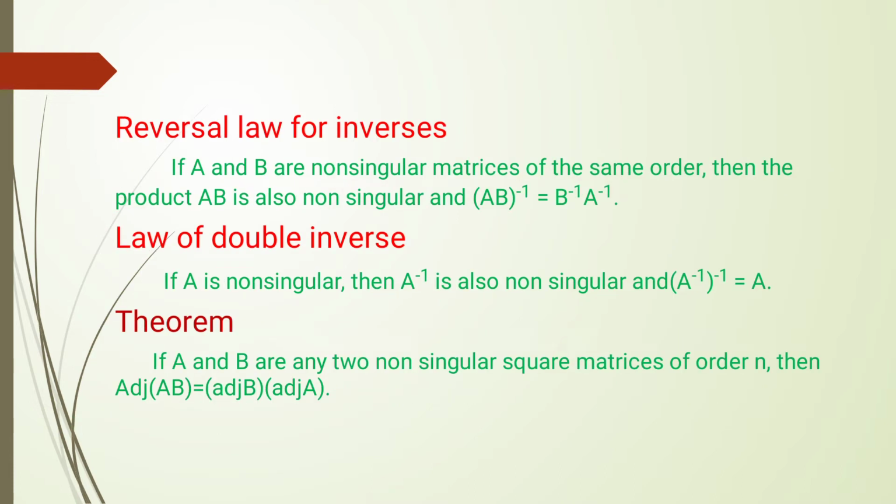Reversal law of inverse. If A and B are non-singular matrices of the same order, then the product AB is also non-singular and the inverse of AB is equal to B inverse into A inverse. Law of double inverse. If A is non-singular, then A inverse is also non-singular and the inverse of A inverse is equal to A. Theorem 5. If A and B are any two non-singular square matrices of order n, then adjoint of AB equals adjoint of B into adjoint of A.